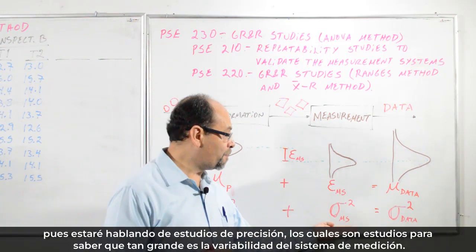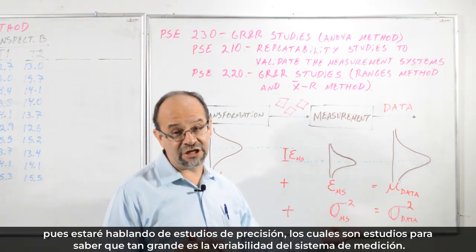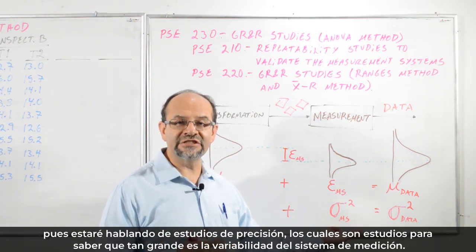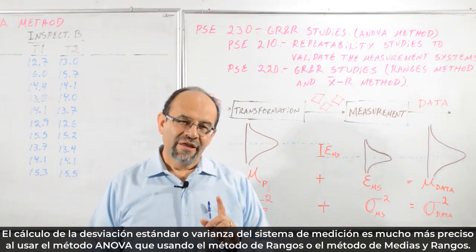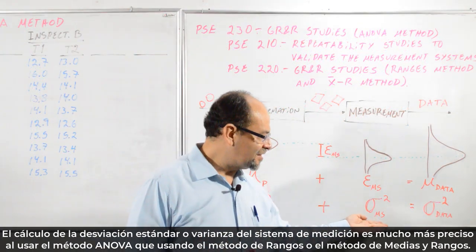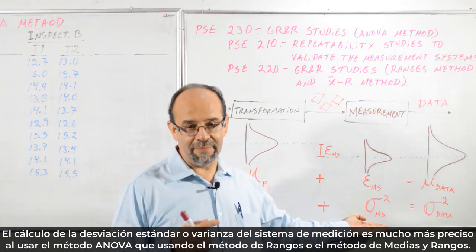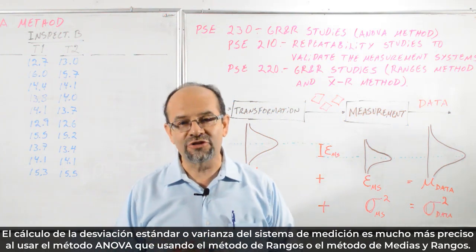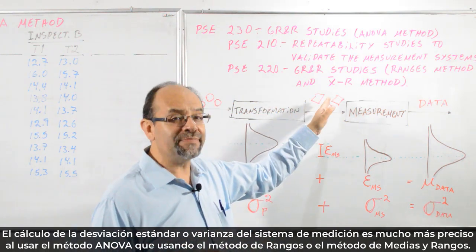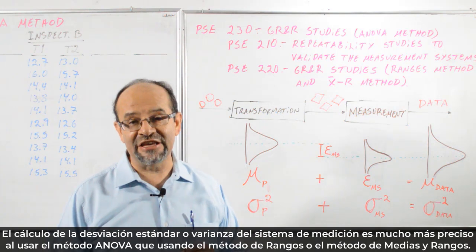But I'm doing more precision studies, which are studies to evaluate how big the variability of the measurement system is. The calculation of the standard deviation or variance of the measurement system is much more accurate using the ANOVA method than using the ranges method or the means and ranges method.